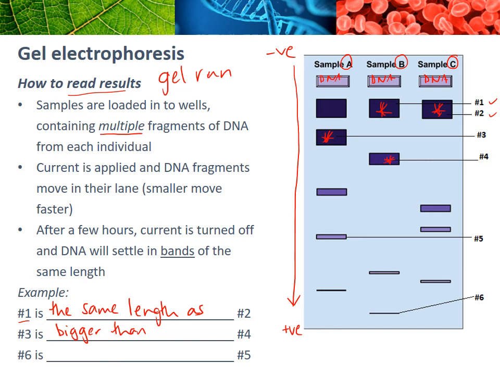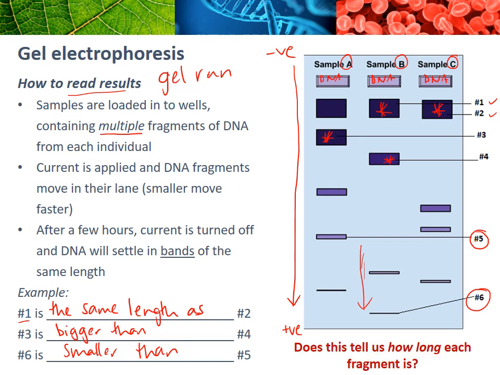And finally, fragment 6 compared to fragment 5. Fragment 6 has moved the furthest in the same amount of time. It's moved much further than fragment 5. So fragment 6 is smaller than fragment 5. Okay, so we can compare the different sizes of the DNA based on how far they've moved.